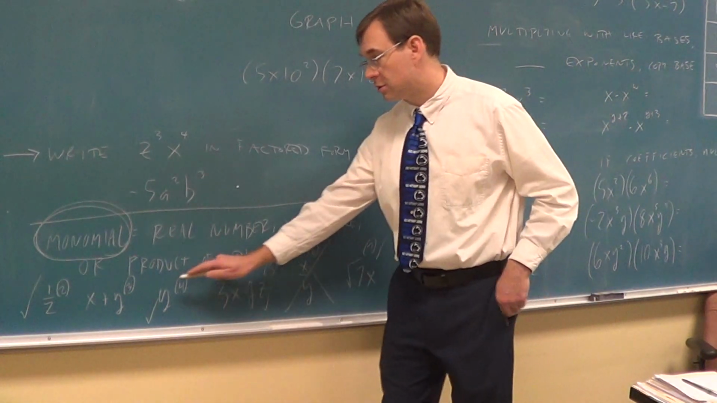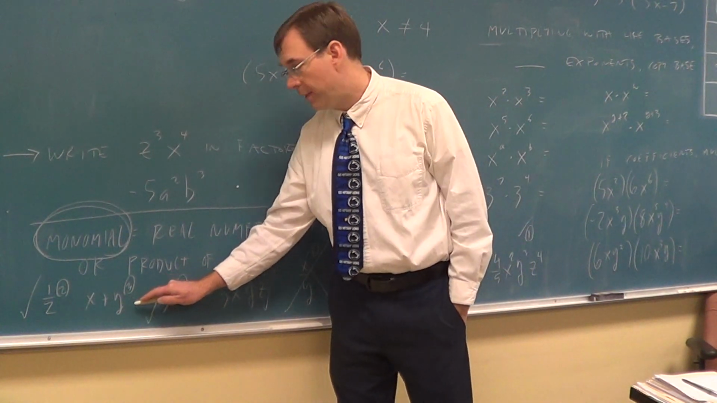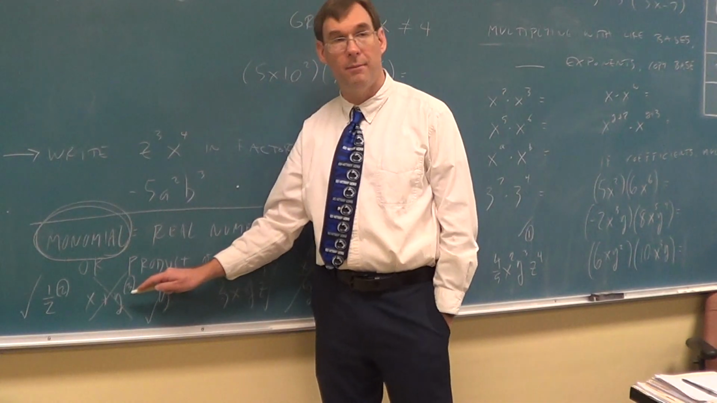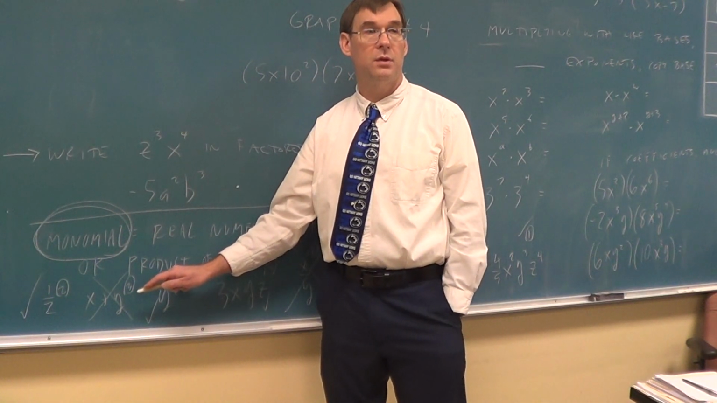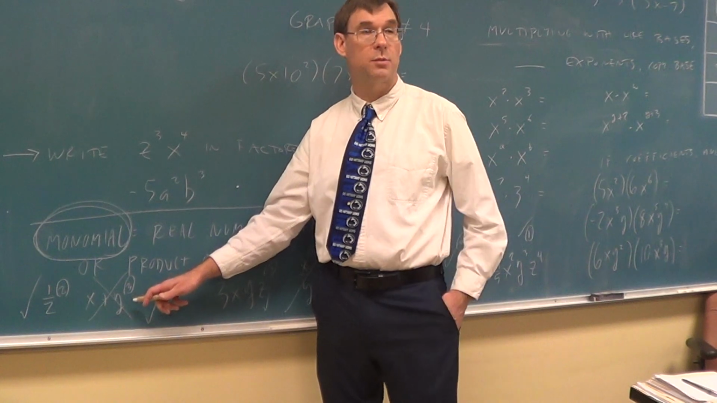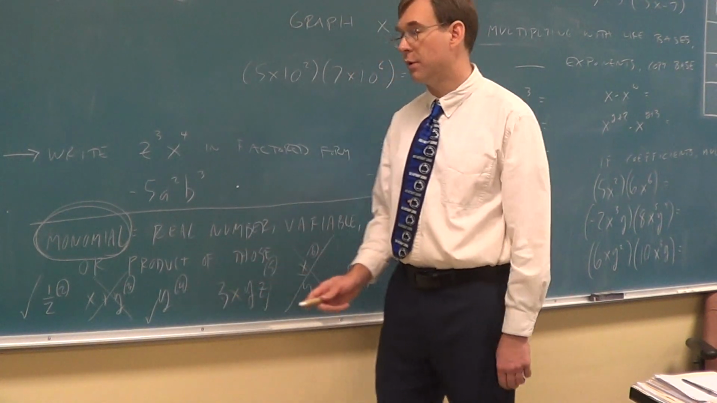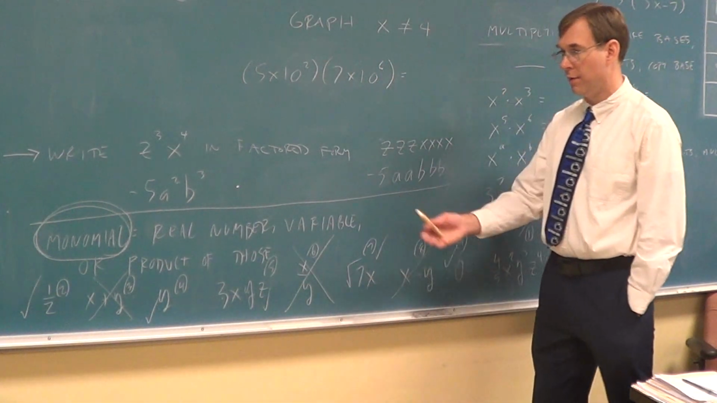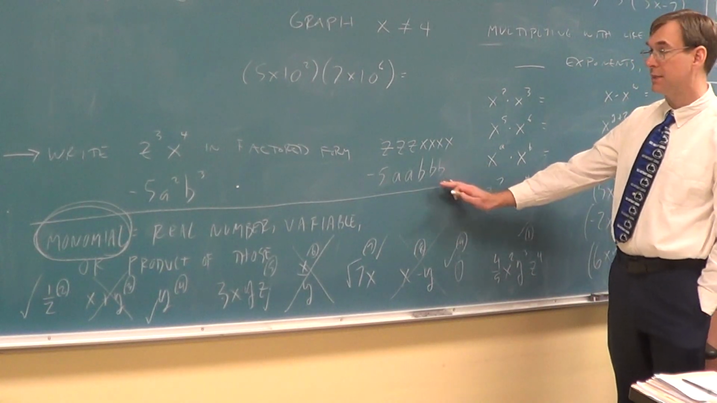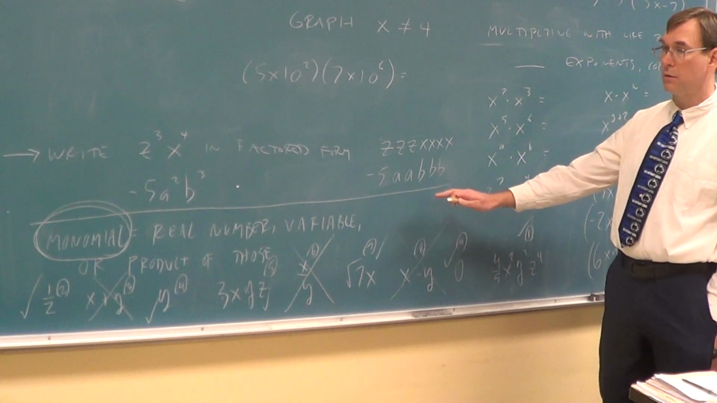Leaves you with just this. No, that's a binomial. What messed it up? These two. And what did it do that we're not supposed to do? Add. So we're only allowed to multiply to be a monomial. That's a binomial. So that's the second bit of the homework. Question about that?